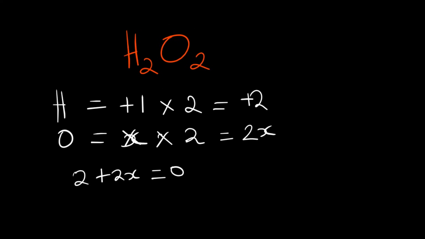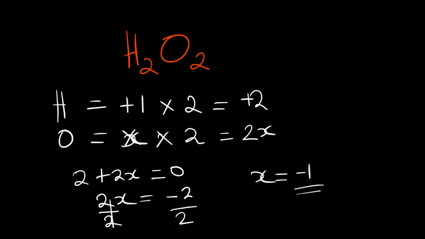Let's find the charge for oxygen. So in this case, I'm going to have 2X equals the 2, when it goes on the other side, it becomes negative. So I'm going to have -2. Then I divide by 2 on both sides. X will be equal to -1. So now you are able to see the charge for oxygen in peroxide. That's why I'm saying it is always -1. So basically that is how you solve oxidation numbers.